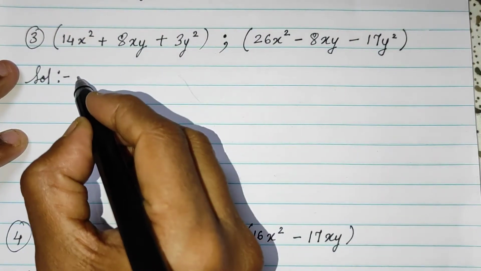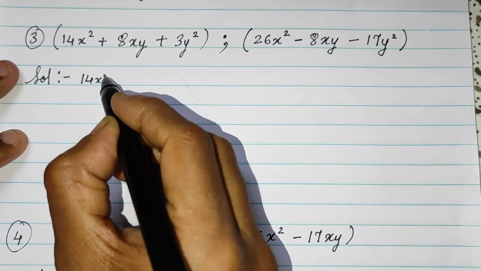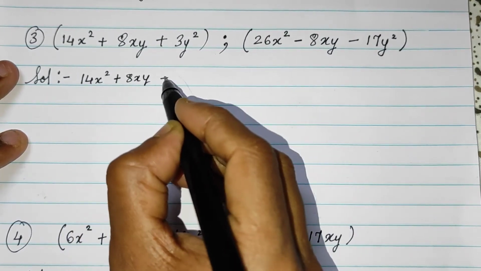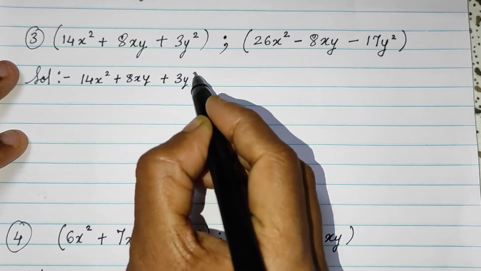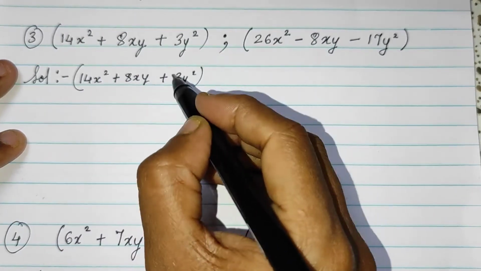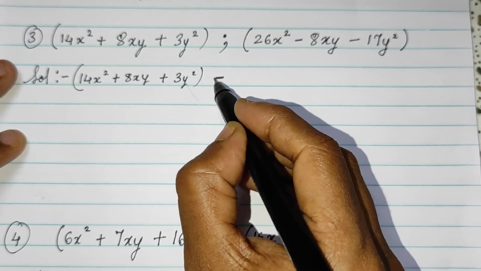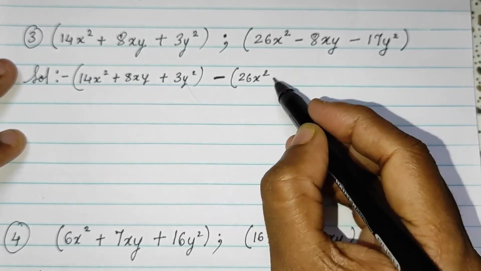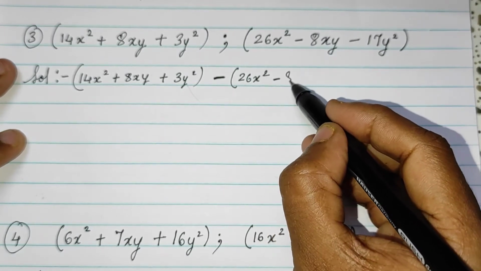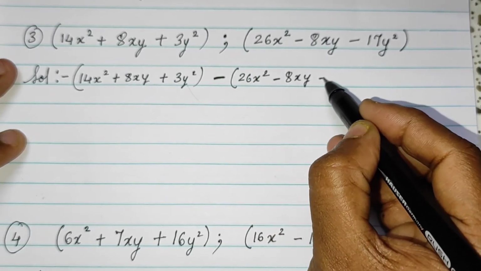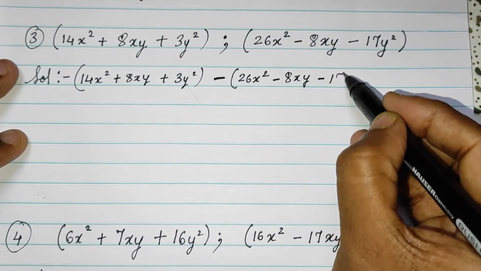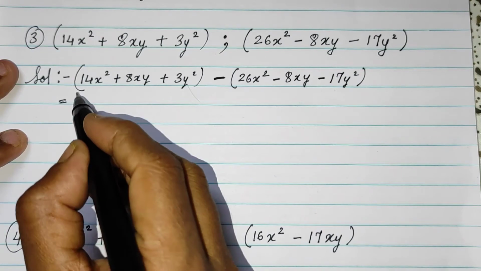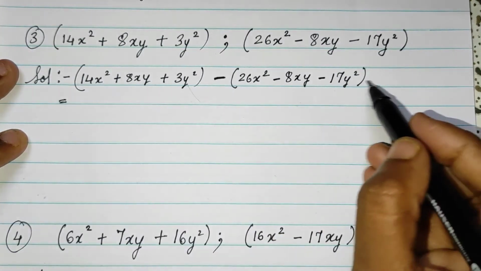Again you have to copy down the question. 4x square plus 8xy plus 3y square, bracket subtraction, 26x square minus 8xy minus 17y square. Now next step, you have to open brackets.